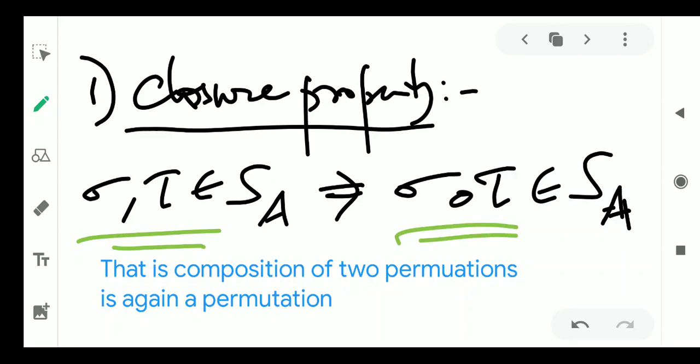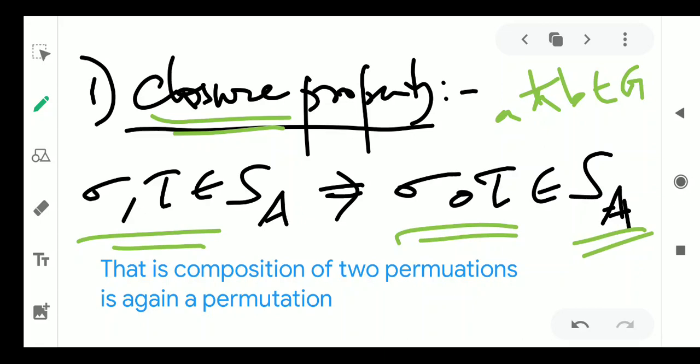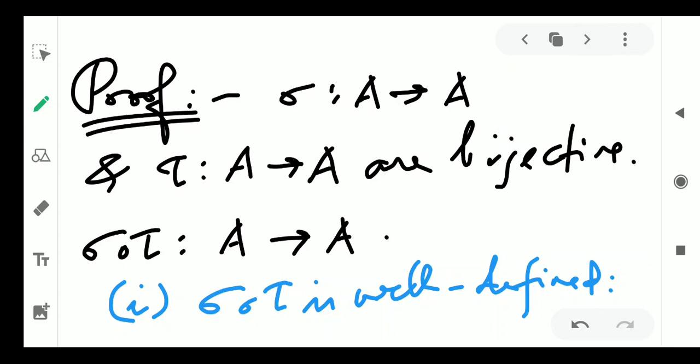a permutation. That is, composition of two permutations is again a permutation. That's what we mean by closure property. Closure property means if you have a binary operation star, A star B must again belong to the concerned group. Here the group is SA. Okay, so first we'll prove that this composition is a binary operation.